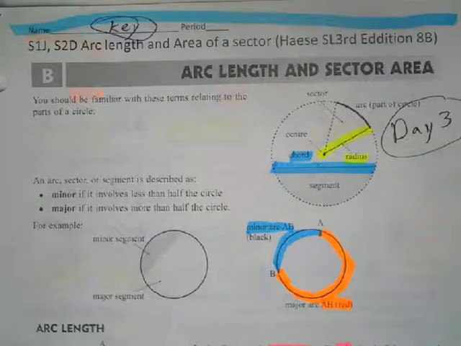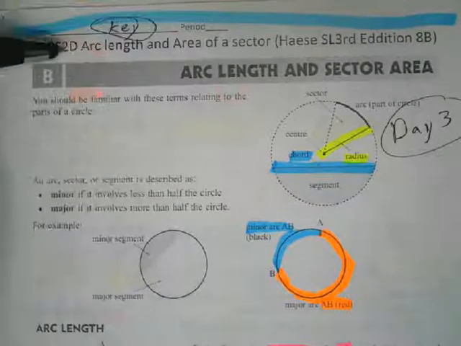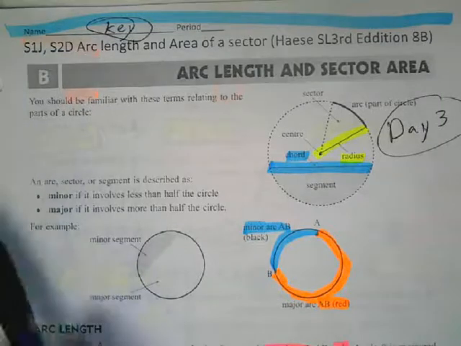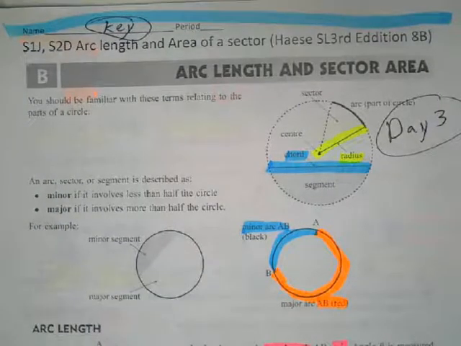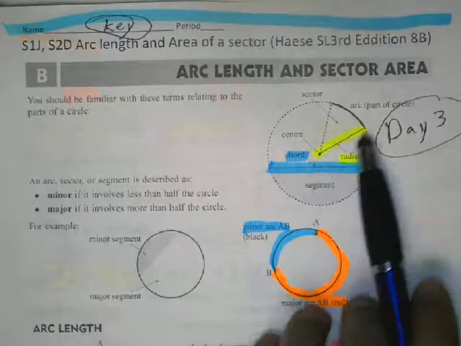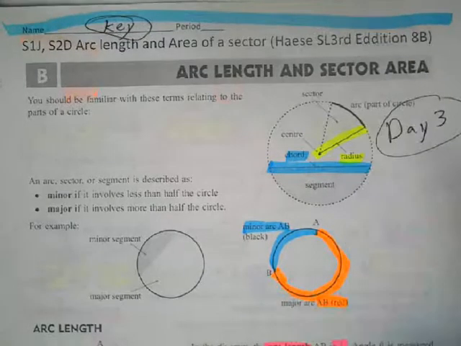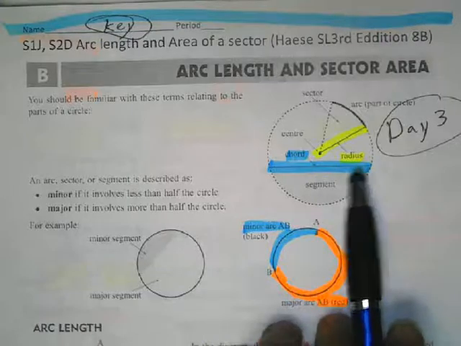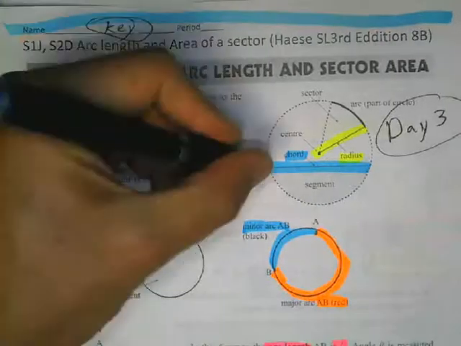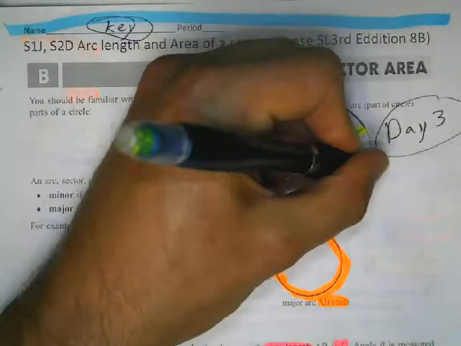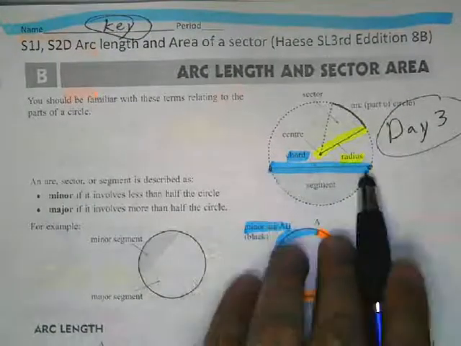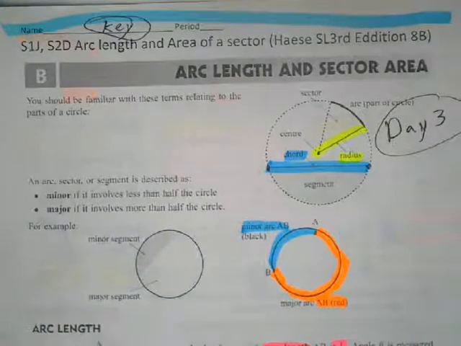Okay, so here we're going to talk about S1J and S2D, arc length and area of a sector. There's some vocabulary you should become familiar with. Radius is the distance from the center of the circle to an edge of the circle. A chord means just any old line that connects two parts of a circle together. So a diameter, for example, is a chord.